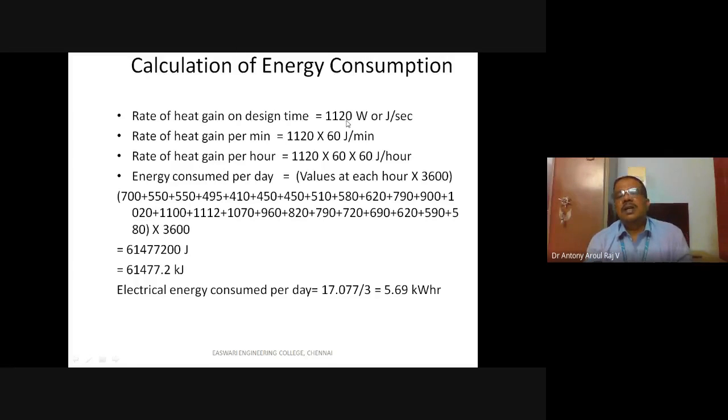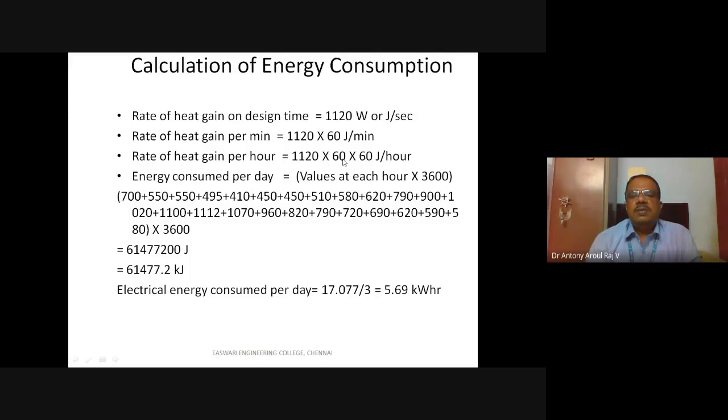It is a small model building which you have simulated. So it is 1120 watts, that is joules per second. If you want to find the rate of heat gain per minute, you just have to multiply that by 60. Then I will get the rate of heat gain per minute. Similarly, I can do that for the rate of heat gain per hour. This is how you have to multiply.